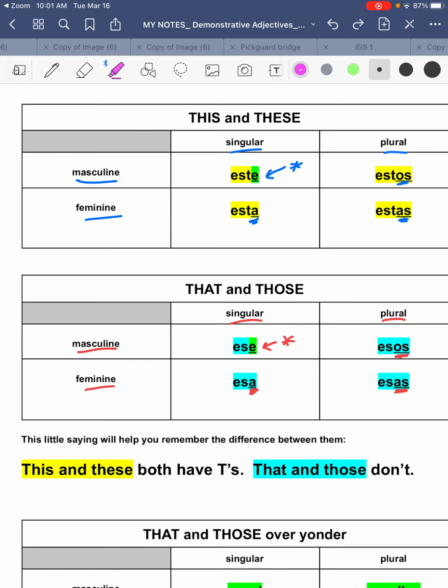In other words, this and these both have T's. That and those don't. This and these both have T's. That and those don't. Add that little expression to your notes. Learn it. Use it. It's going to become very helpful because everything else about those adjectives is precisely the same.